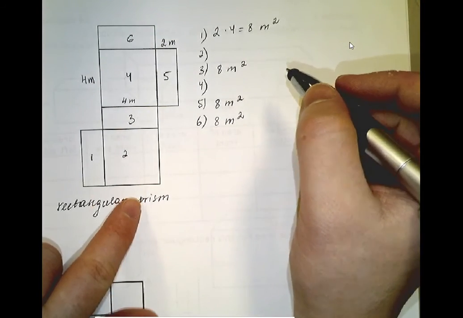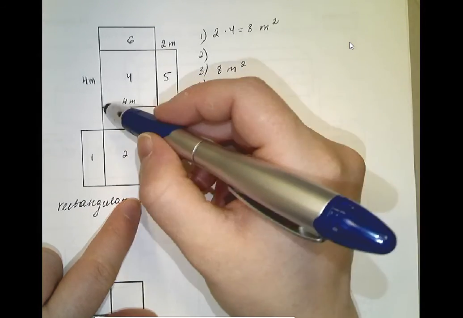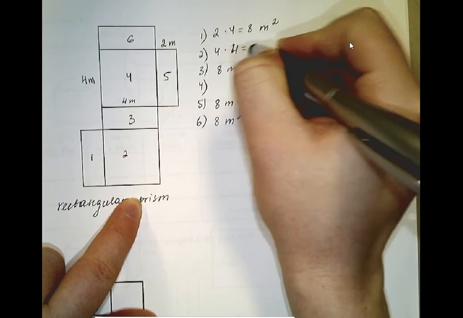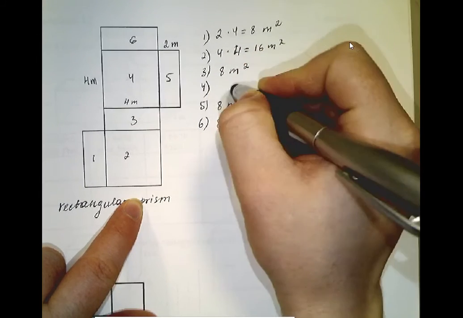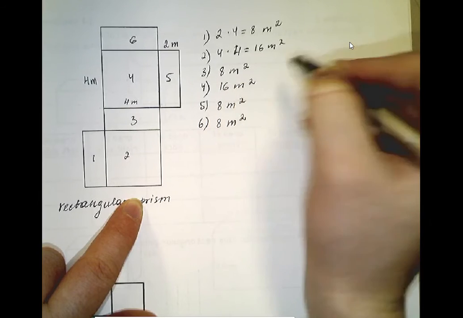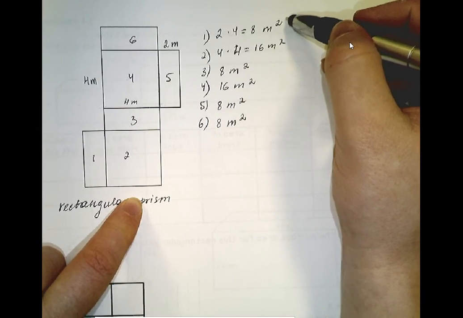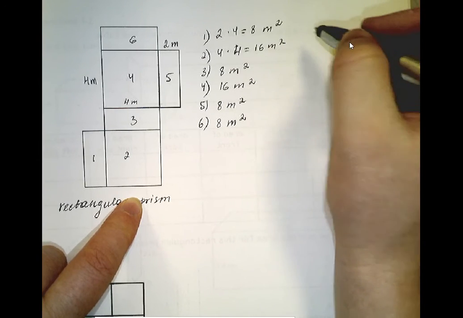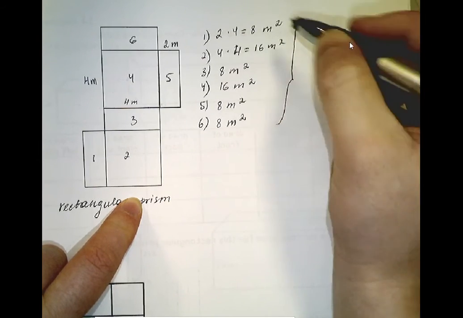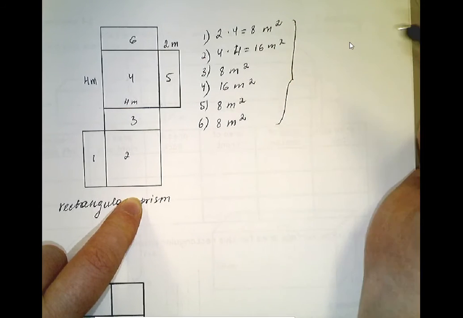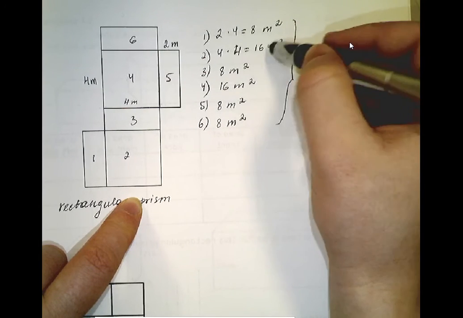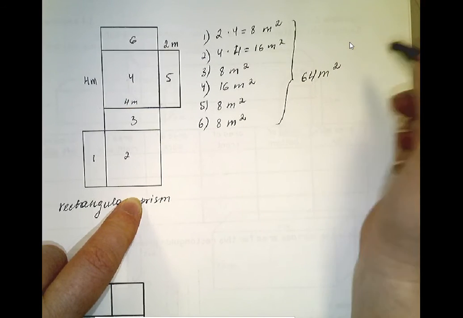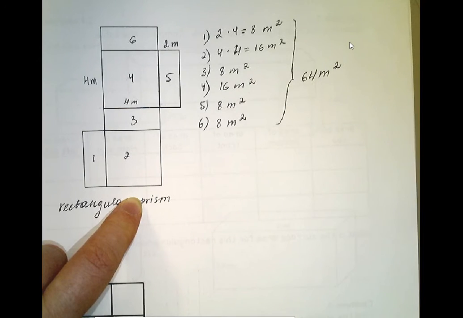For 2 and 4, they're also exactly the same with the sides 4 by 4. 4 times 4 is 16 meters squared and 16 meters squared. Notice I do show my work for those that I'm trying to figure out for the first time, but then I don't have to for the rest of it. All right, so I have 8 times 4, which is 32, and 32 more give me 64 meters squared.